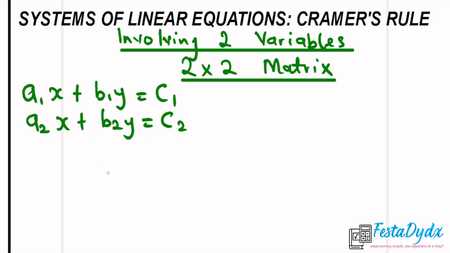Now, the first thing I'm going to do here is that for us to use Cramer's rule, we first have to write this equation into a matrix form. To do that, I'm going to be working with the coefficients of x and y. What are the coefficients of x and y here? We'll have them to be a1, b1, a2, b2.